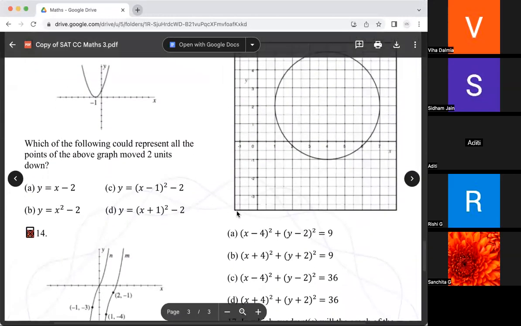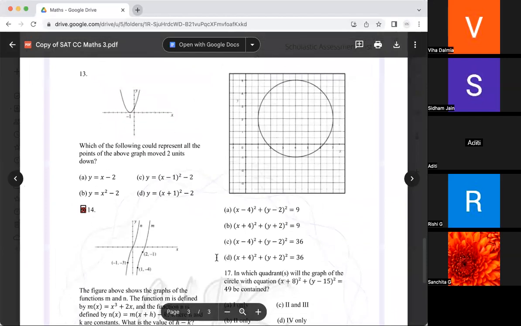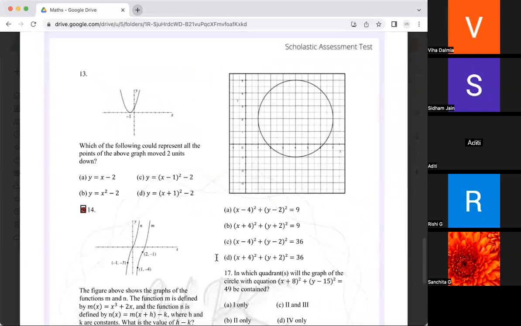Let's see the question. What is the equation of the circle? I'll just zoom out a little bit. So our center is over here, right? Center is 4, 2. The equation of the circle is x minus h squared plus y minus k squared is equal to r squared. So it has to be minus, x minus 4 and y minus 2. So I can eliminate option B, since I need minus minus. D is also out.